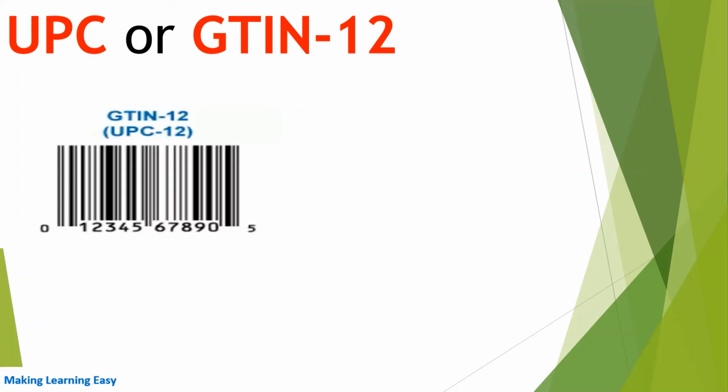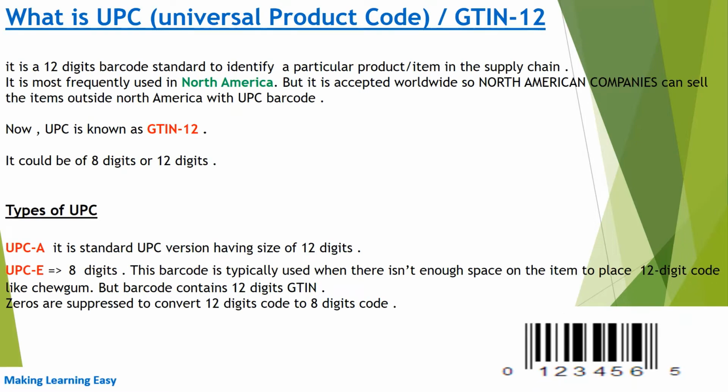In this session we will discuss about universal product code. In short, it is UPC. It is also known as GTIN-12. This is the barcode of GTIN-12, the size of UPC or GTIN-12 is 12 digit. What is UPC, universal product code, or GTIN-12?